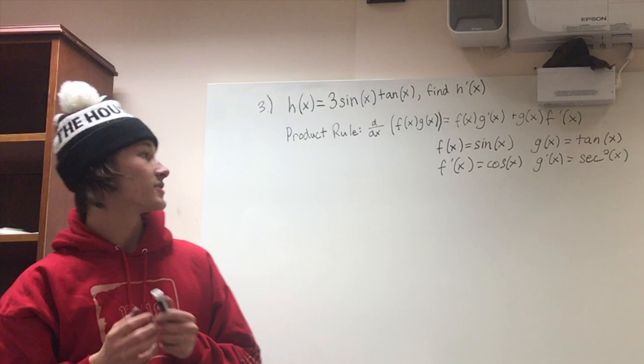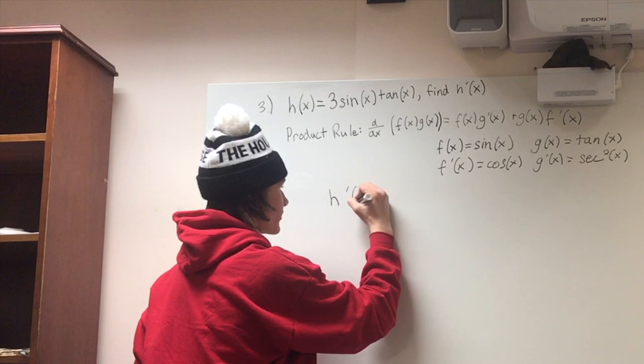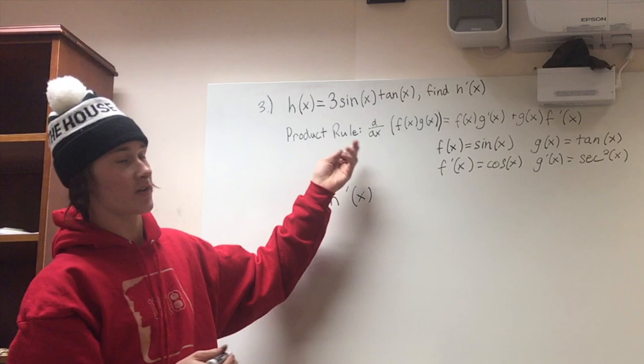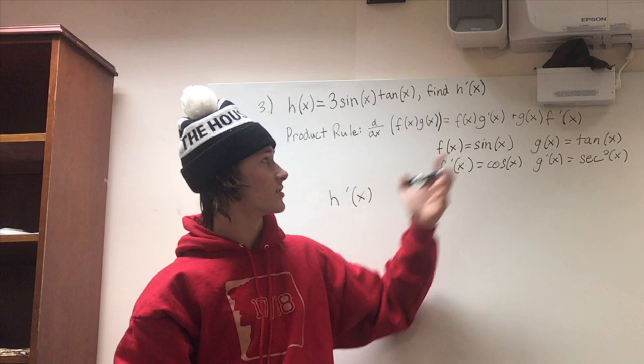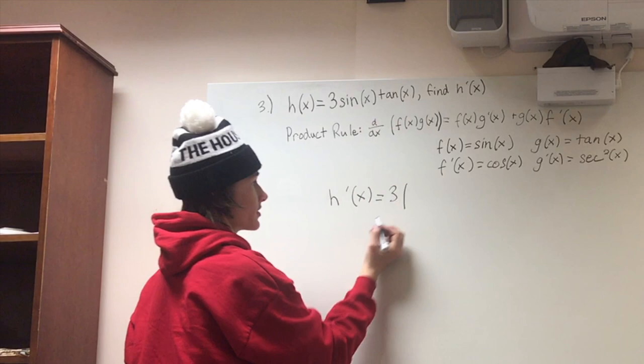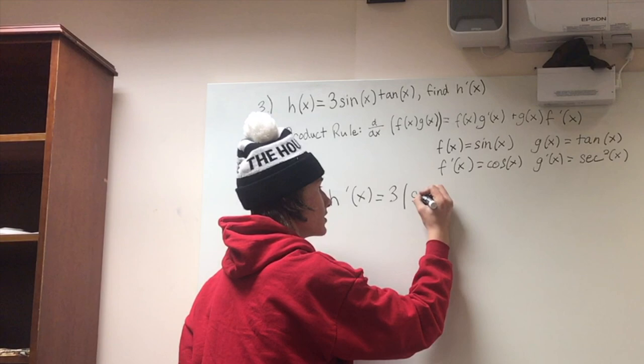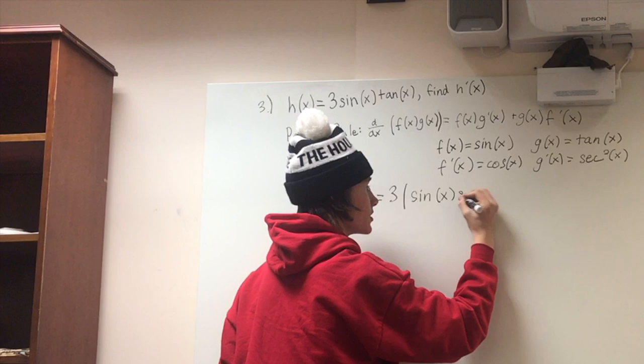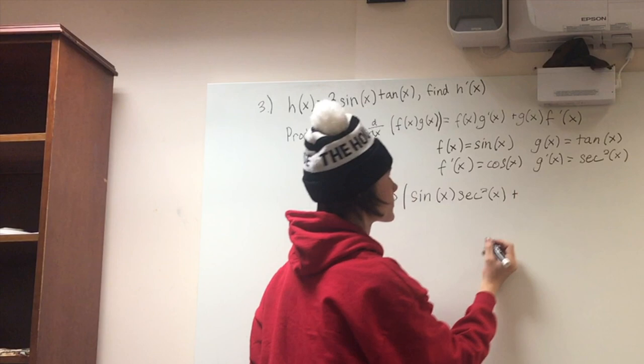And from here, we can begin to write out our derivative of h of x simply using the product rule, which reads as f of x times the derivative of g of x plus g of x times the derivative of f of x. So the derivative of h of x is going to be 3, because we have to remember that the 3 applies to everything here. So 3 times, and then parentheses, the sine of x times the secant of x all squared plus the tangent of x times the cosine of x.